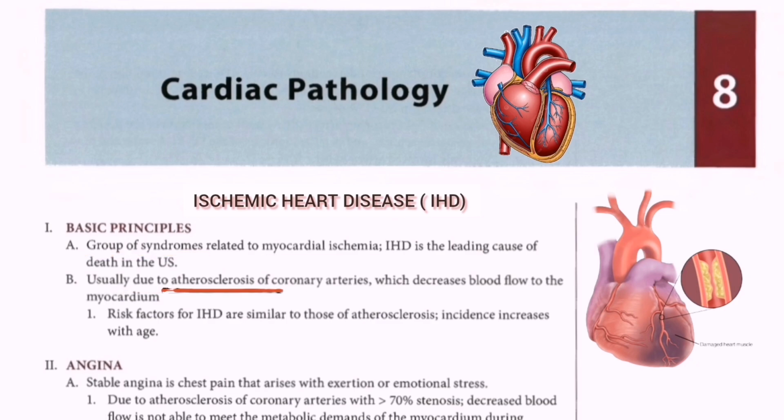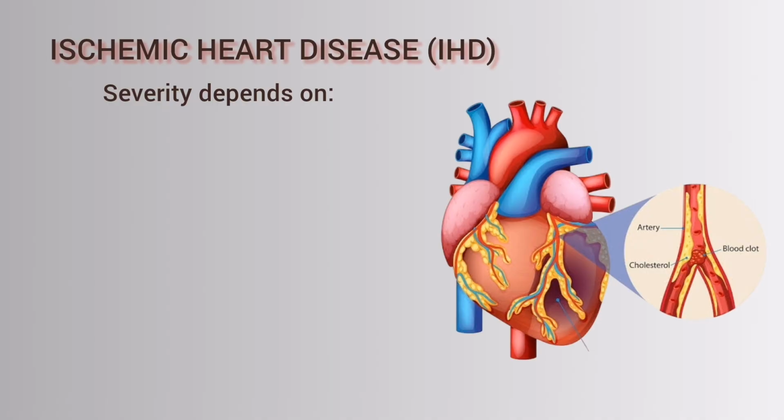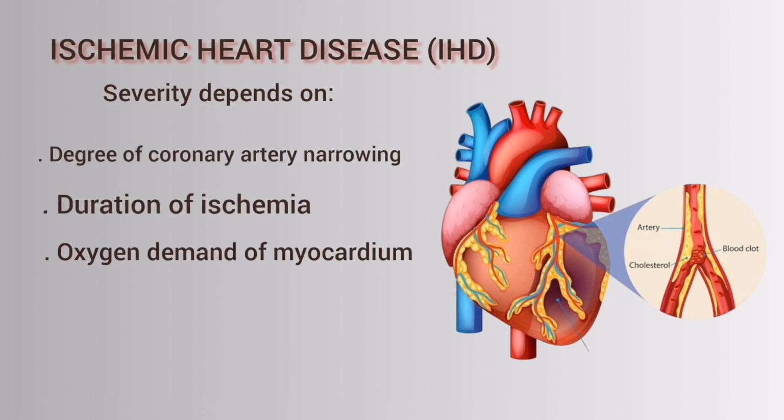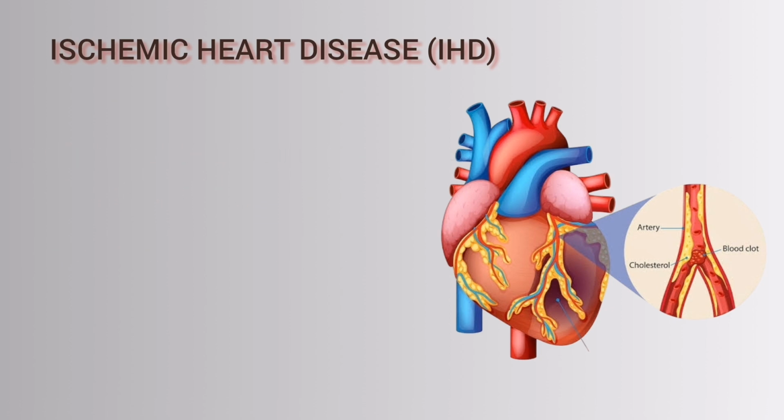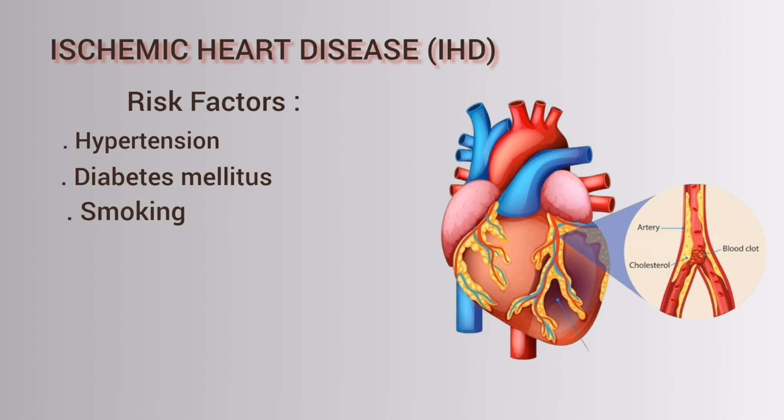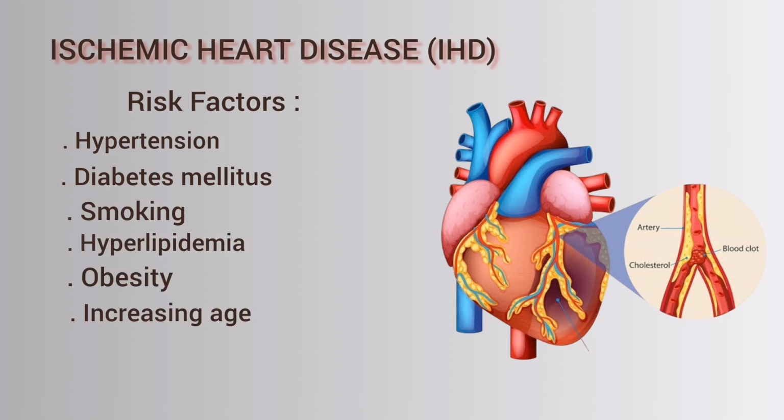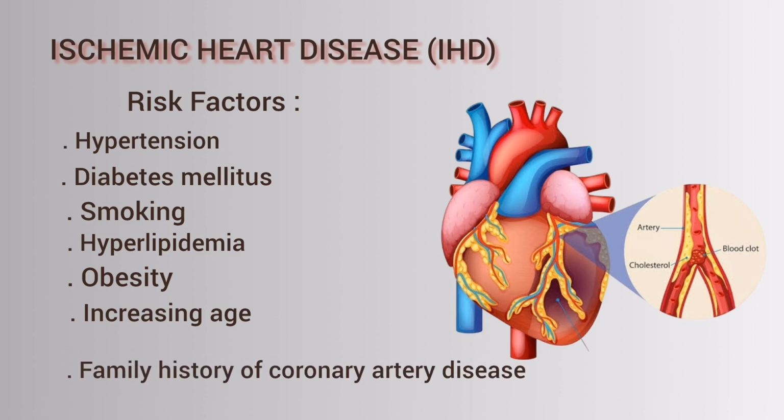coronary arteries, leading to reduced coronary blood flow. And we will discuss atherosclerosis in detail in the next chapters. The severity of ischemic heart disease depends on the degree of coronary artery narrowing, the duration of the ischemia, and the oxygen demand of the myocardium. The risk factors in this case are hypertension, diabetes mellitus, smoking, hyperlipidemia, obesity, and increasing age. Family history is also important in this case.